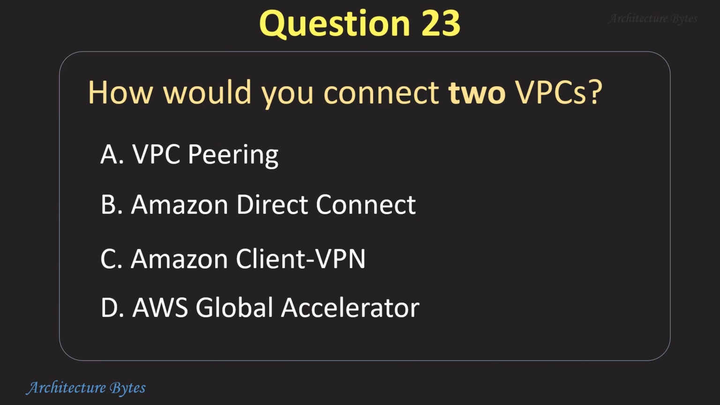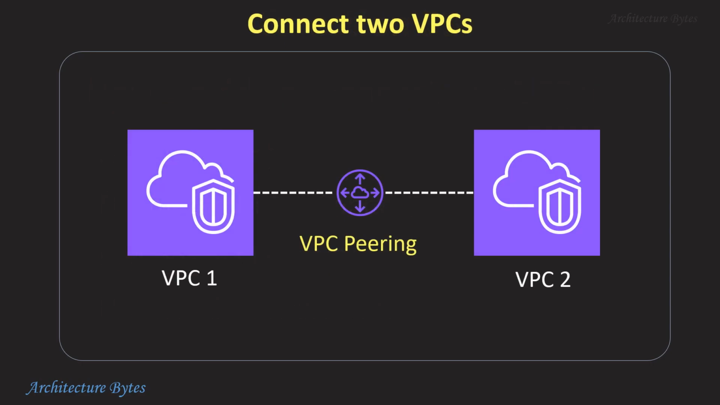How would you connect two VPCs? VPCs can be connected using VPC peering. It is a way to connect two VPCs so that they can communicate privately using their internal IP addresses. Remember that it doesn't work like a network hub. It's more like creating point-to-point connections. It cannot be used to create a transitive connection between other VPCs.